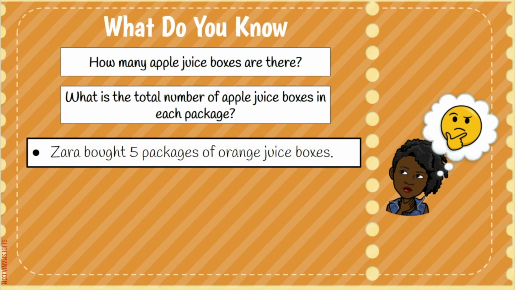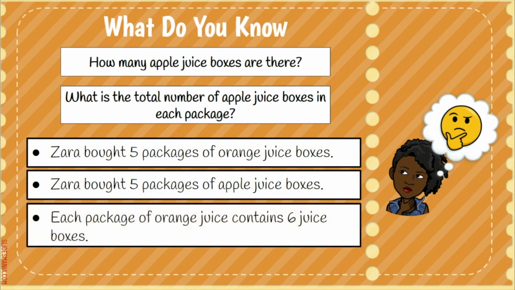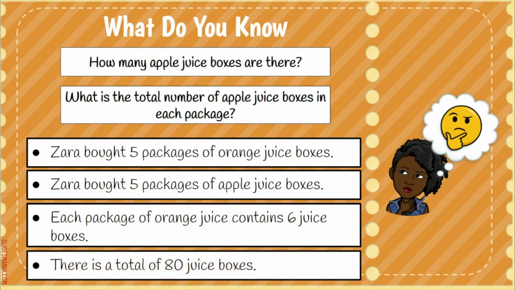We know that Zara bought 5 packages of orange juice boxes. Zara bought 5 packages of apple juice boxes. Each package of orange juice contains 6 juice boxes, and there is a total of 80 juice boxes.